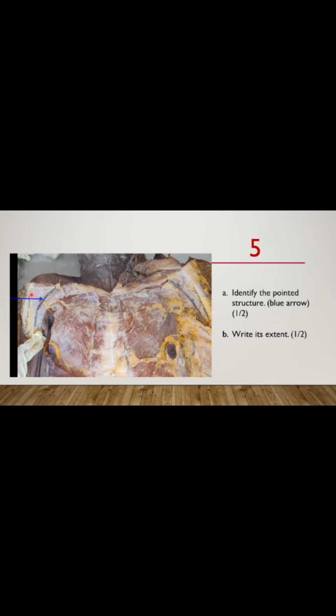So now we'll see the last question for the day. A. Identify the pointed structure with blue arrow. B. Write its extent. So the pointed structure is the cephalic vein, and you are seeing the delta pectoral groove here. That is, you can see the deltoid muscle here, and this is the pectoralis major muscle. So this region is the delta pectoral groove, and this is the cephalic vein in the delta pectoral groove.